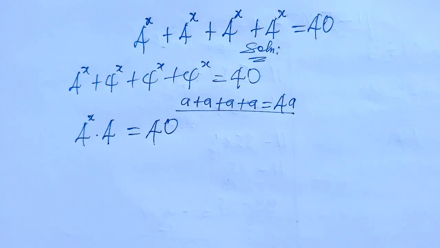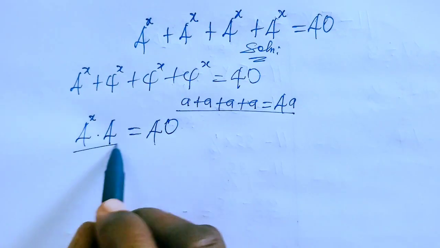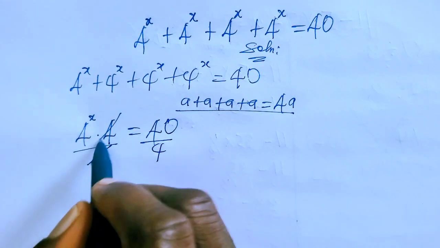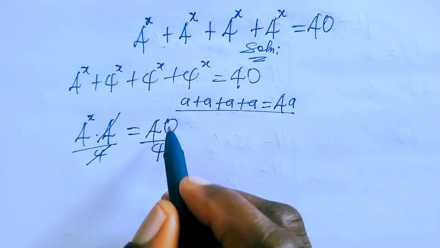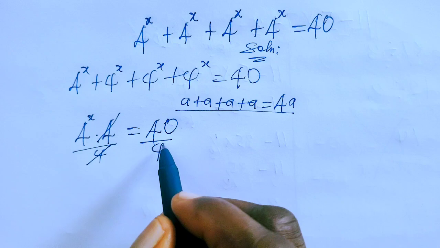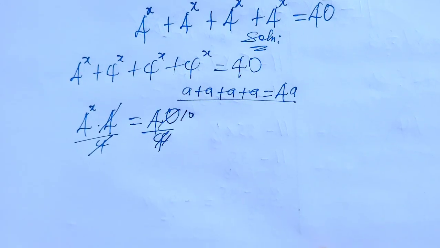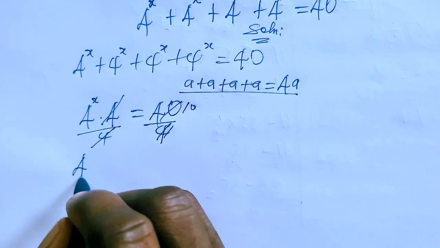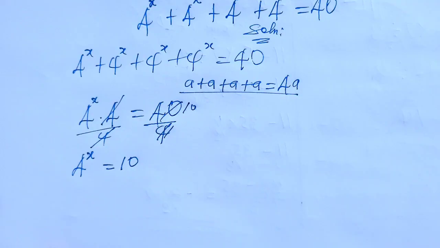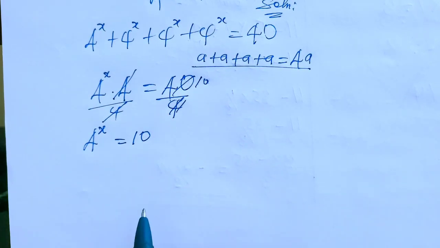Now, at this very point, we're going to divide both sides of the equation by 4. Here 4 will eliminate this 4, and 40 divided by 4 will give us 10. Here 1, here 10. Then as such, the equation becomes 4 to the power of x equals 10. Right here, I'm going to restructure this equation.